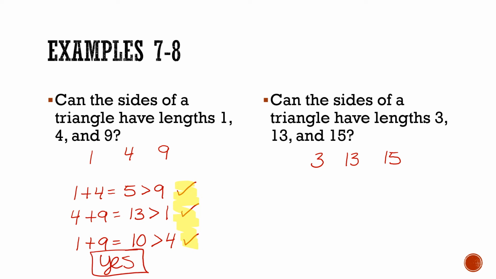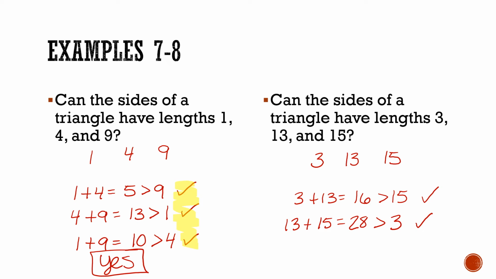Okay, number 8, we're going to add 3 and 13, which equals 16. 16 should be greater than that third number, which is 15. 16 is greater than 15. Now we're going to add the 13 and the 15, which equals 28. And 28 should be greater than whatever number we didn't use, so we didn't use the 3 this time. 28 is greater than 3.